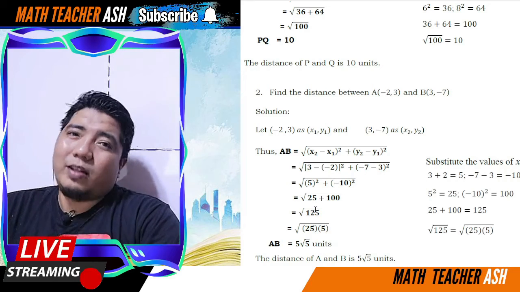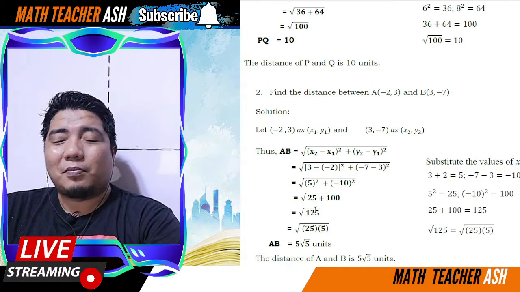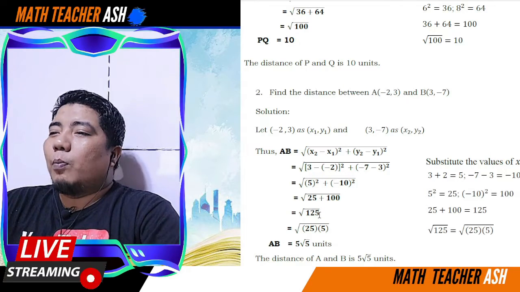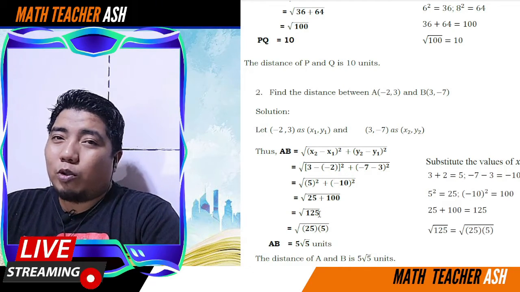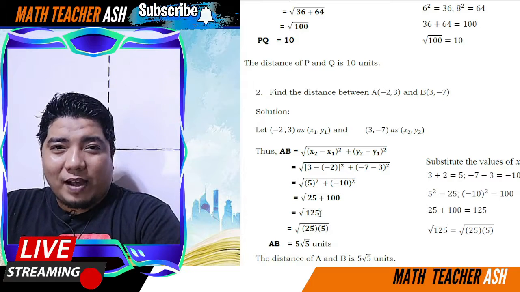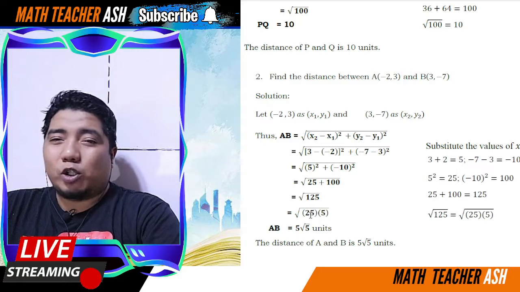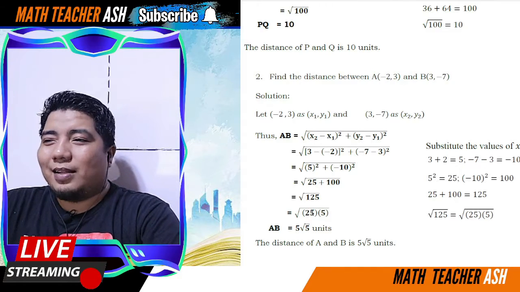Is 125 a perfect square? Alright. So, hindi siya perfect square. So, anong magagawa mo dito? Pwede mo siyang i-break down into factors in which one factor is a perfect square. And that is 25 and 5 because 25 times 5 is 125.